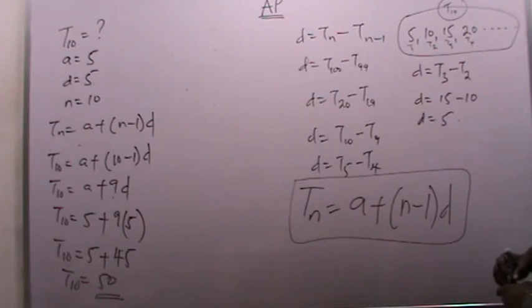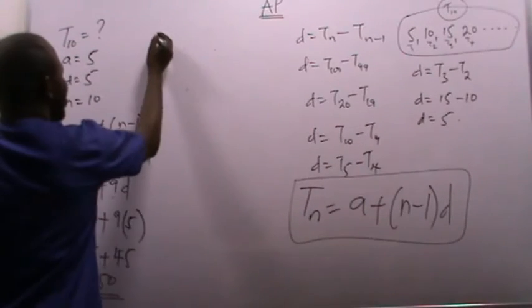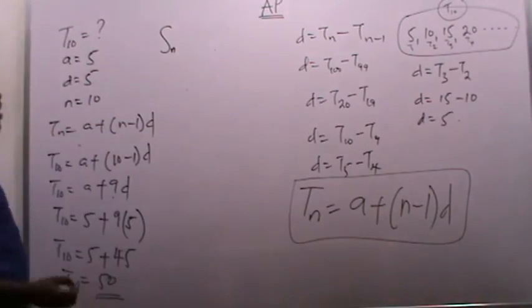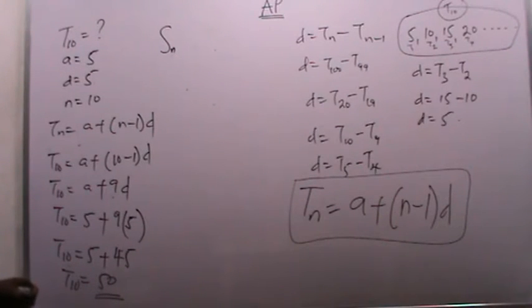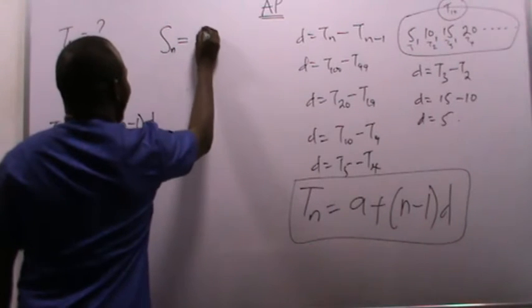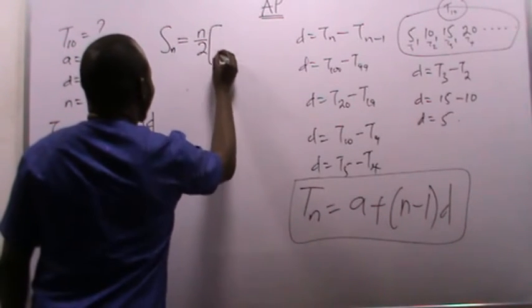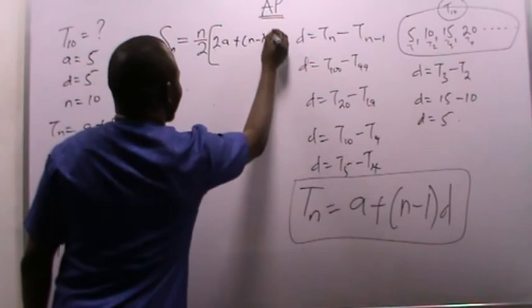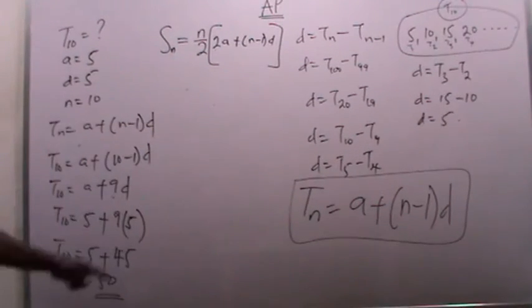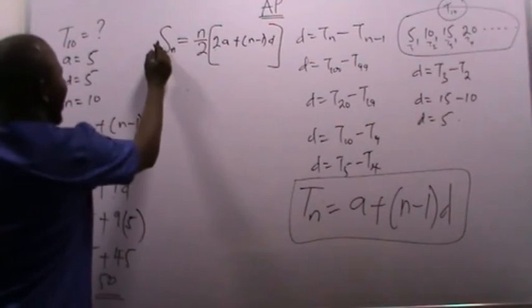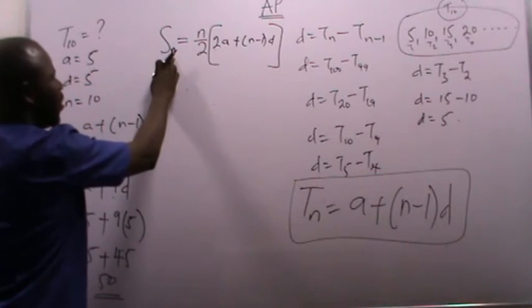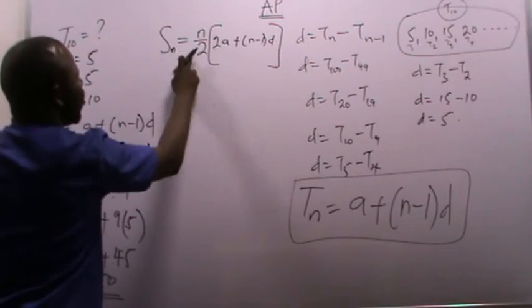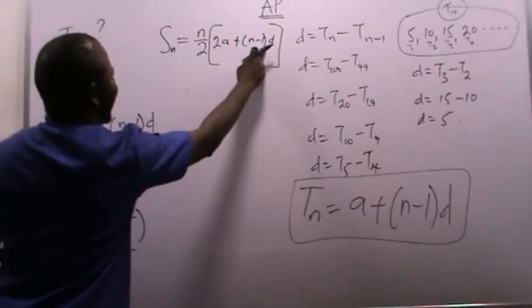Now, what other formula do you need in an arithmetic progression? The next formula you need to know is the sum of an AP, which we call Sn. This is given by the formula n over 2 bracket 2a plus (n minus 1)d, close the brackets. The sum of an AP, Sn, equals n over 2 (2a plus (n minus 1)d).